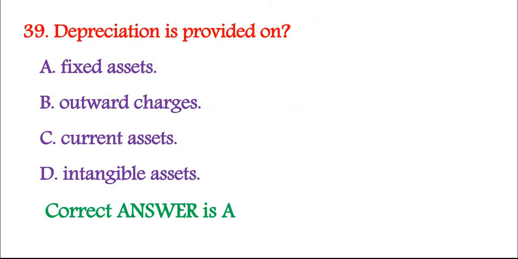39. Depreciation is provided on: A. Fixed assets. B. Outward charges. C. Current assets. D. Intangible assets. Correct answer is A.